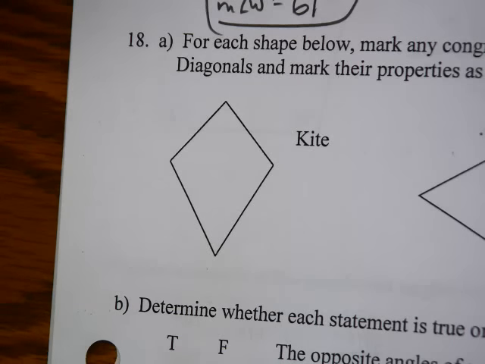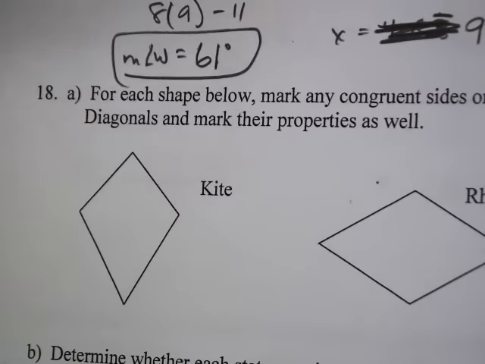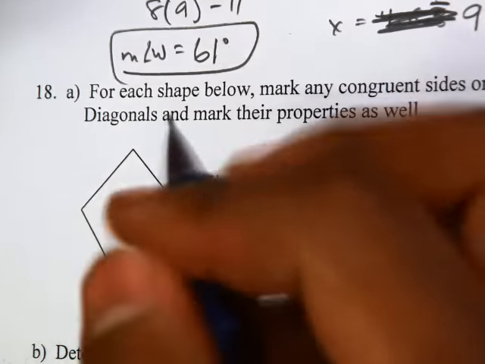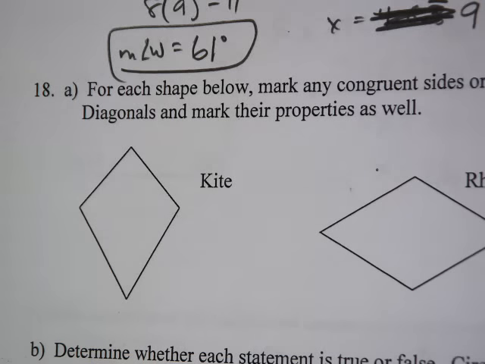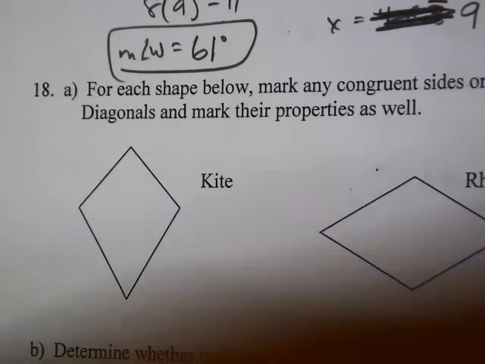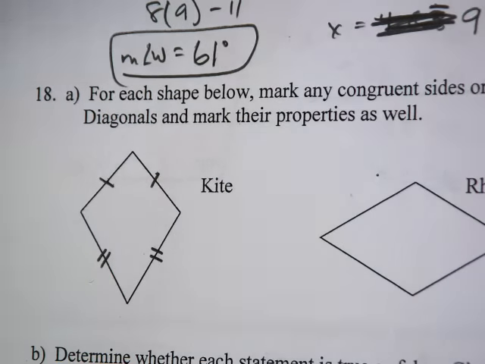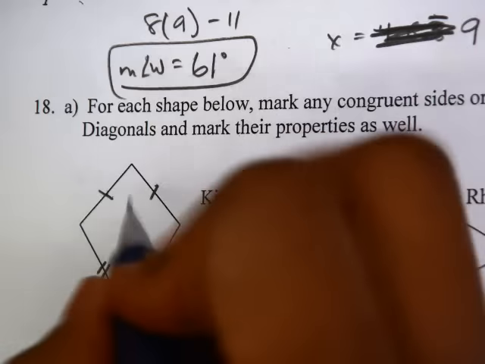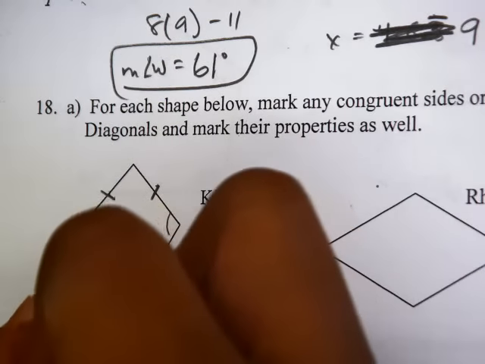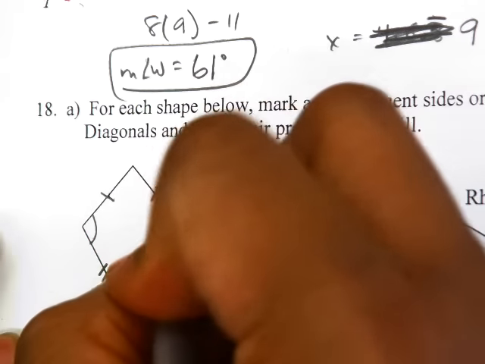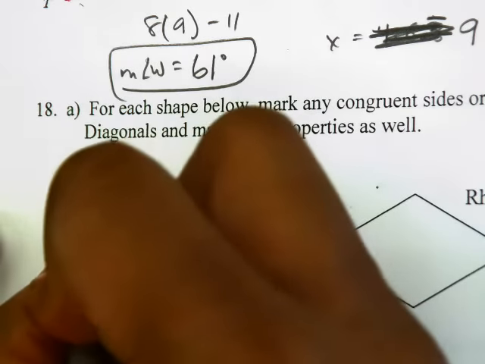So for 18, I need to mark any congruent sides or angles, parallel sides or right angles or anything like that, and put diagonal marks. So starting off, this is a kite. I know that in a kite, there are two pairs of equal sides. They're just not opposite sides. So they're not equal this way. They're equal this way. On a kite, these angles should be equal to each other. Those have equal angles.